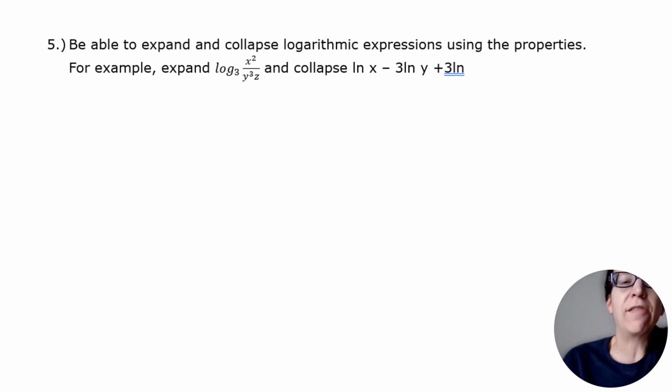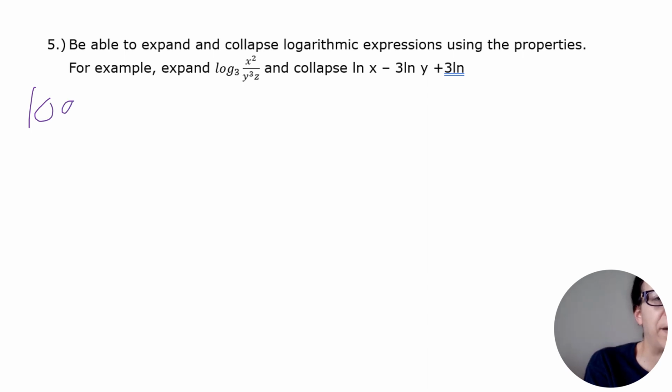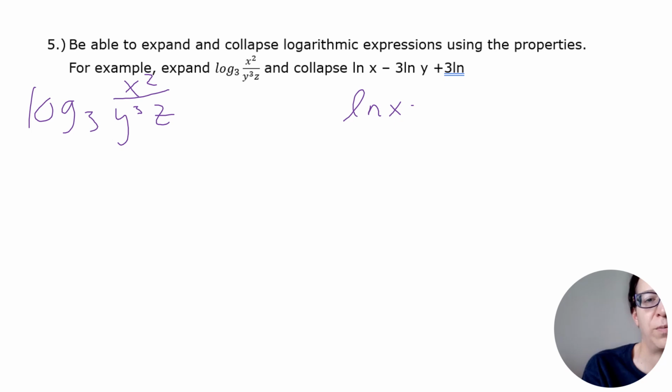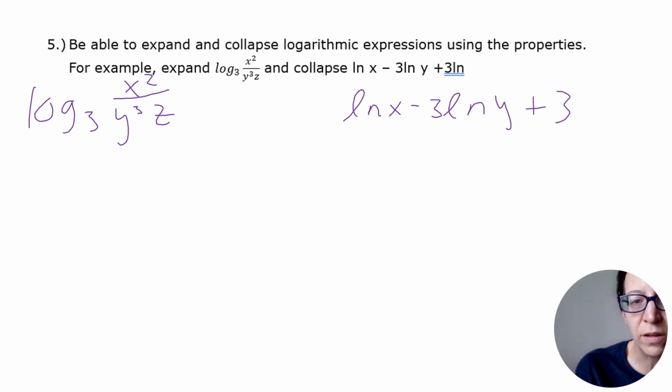Be able to expand and collapse logarithmic expressions using the properties. So for example, go ahead and expand this. So we have x squared over y to the third z, and collapse this one. All right, pause the video. Oh, that is missing something, isn't it? I think there's supposed to be a z there. Ooh. 3 natural log z. And then I'll go over them.